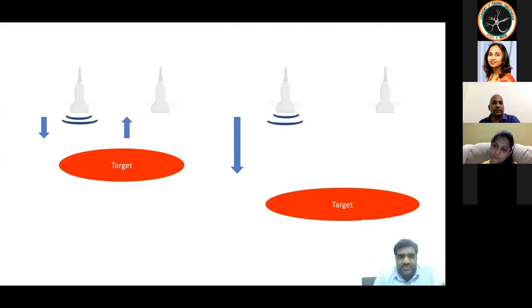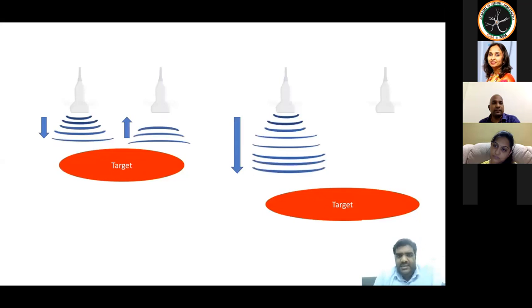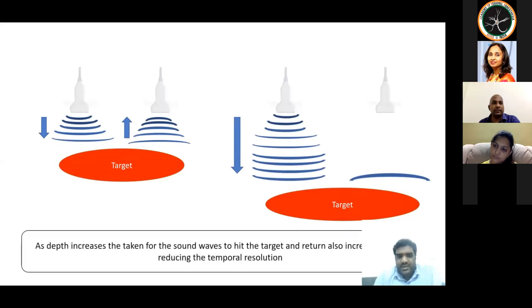The ultrasound waves from the probe, after reaching the target, are reflected back and reach the transducer to form an image. In the case of a deeper target, it takes a longer duration for the ultrasound waves to reach the target and come back. Hence, there is a lag. That is the reason why, as depth increases, there is a reduction in temporal resolution.